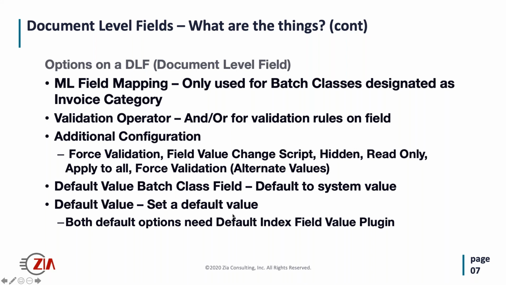And force validation with alternative values, very similar to force validation, but you have the capability of whether or not you want to find alternate values. So you create these rules for extraction, and if more than one rule triggers at various different confidences, then this would force validation if it had more than one result from those rules that you created.